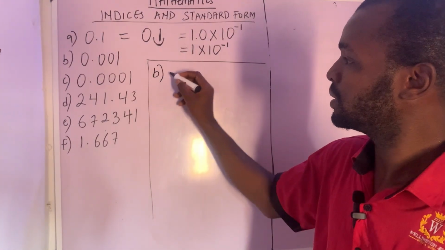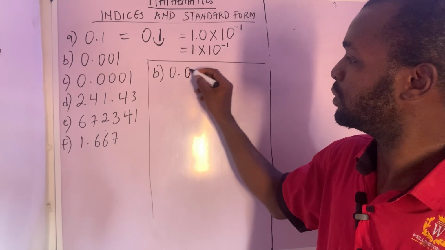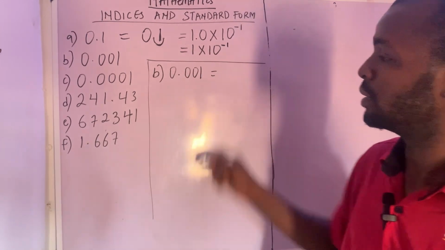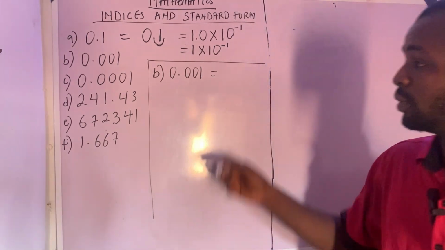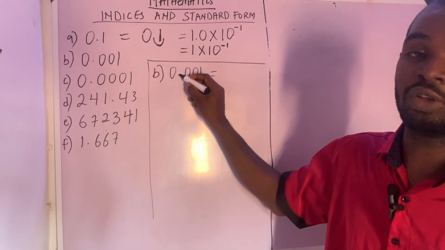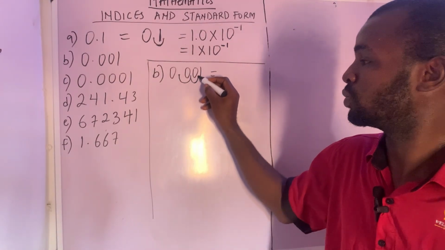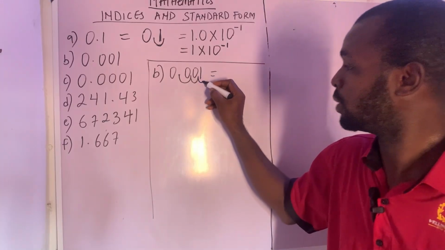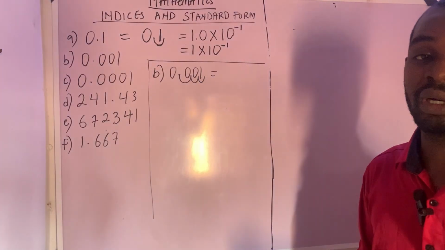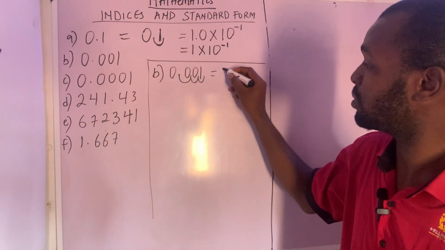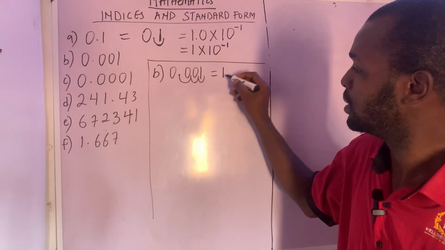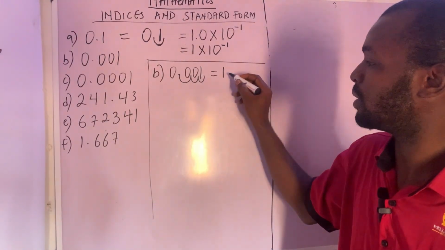B says 0.001. Now, using the first rule, we're shifting the point till we get to a number. You count. 1, we've not gotten to a number. 2, we've not gotten to a number. Now, 3, we've gotten to a number. So now you write the first number you saw, which is 1. Point is no longer here, it is now here.